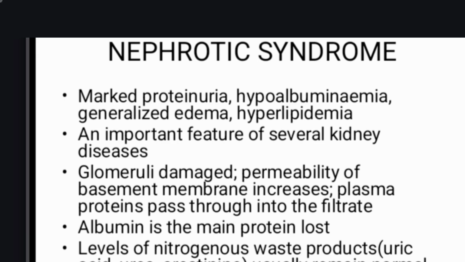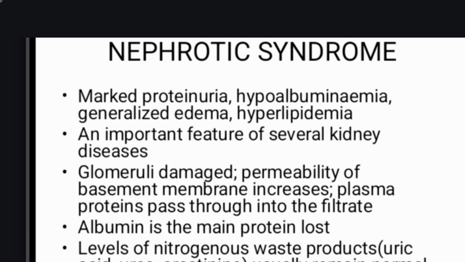So in the case of nephrotic syndrome, the glomeruli are damaged, and then the permeability of the basement membrane increases, and that is why it allows a lot of protein, the albumin, to go through, and then there will be edema and all that. So the glomeruli are damaged, permeability of the basement membrane increases, then plasma proteins pass through into the filtrate. And one of the things you need to note is that albumin is the main protein that is lost.